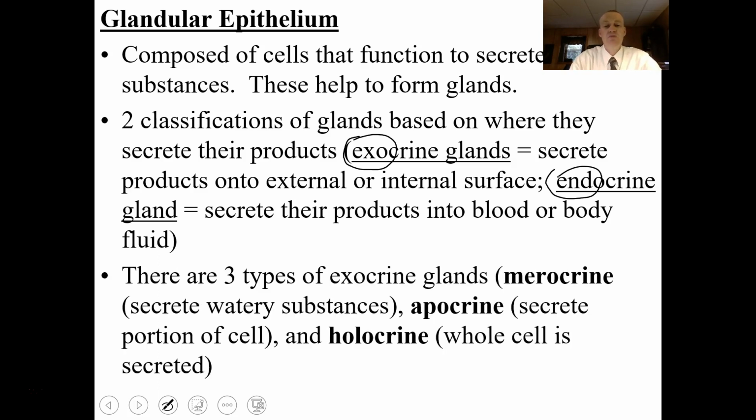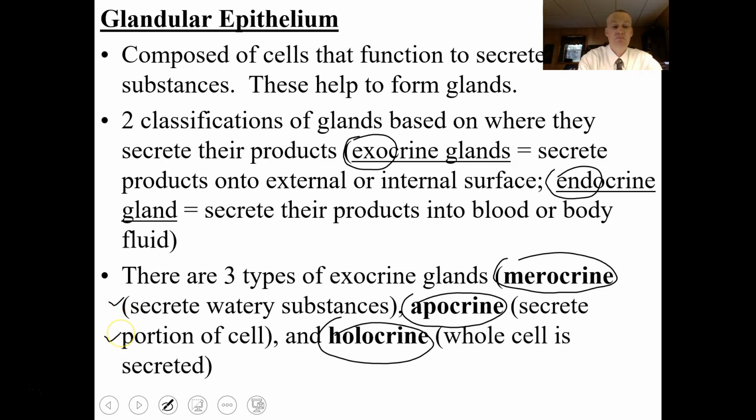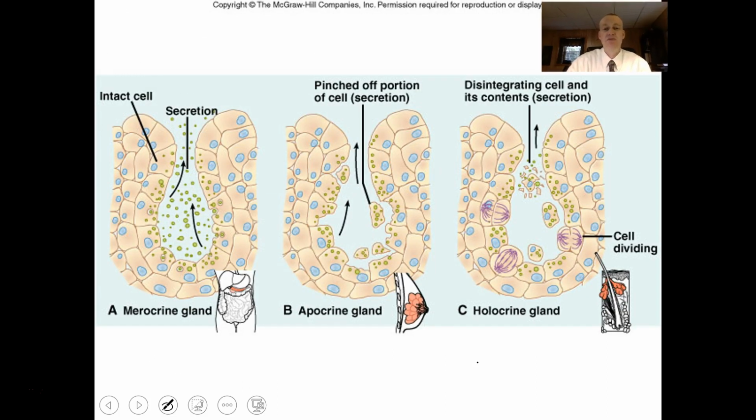And there's going to be 3 types of exocrine glands: merocrine glands, apocrine glands, and holocrine glands. Merocrine glands secrete watery substances. Apocrine glands secrete portions of cells. Holocrine glands secrete whole cells in their secretion. Now, that's kind of hard to remember, so you want to get some kind of mnemonic or learning device that will help you to learn that.